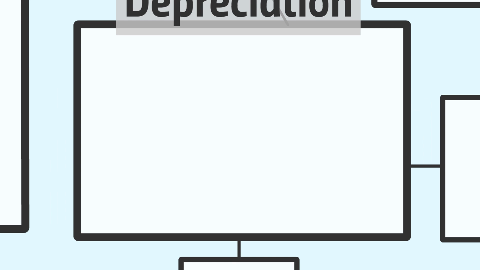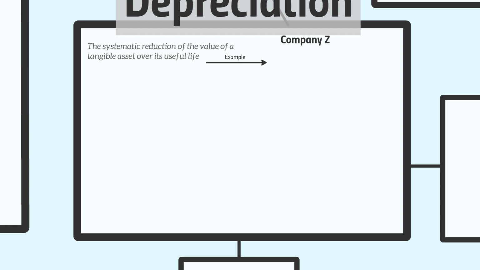Depreciation is a really important part of accounting for non-current assets, and it's something that students often struggle with the first time they come across it. So we're going to go nice and slow here to make sure you understand it first time round. Depreciation is the systematic reduction of the value of a tangible asset over its useful life.